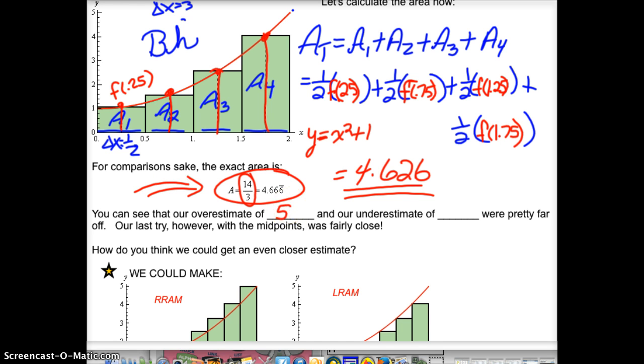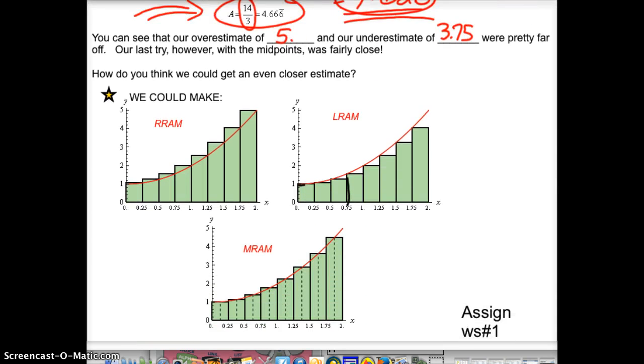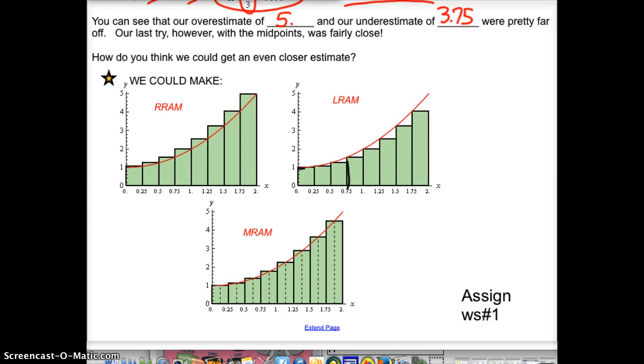We had an overestimate of 5 point something, I don't remember, back on the other page when we did our RRAM. We had an underestimate of 3.75 with our LRAM, but when we did the midpoint one, we were really close. Well, then it becomes the question, could I make it even better? Could I have gotten all of them to be even closer to the actual value? And the answer is yeah, there's a couple ways you could do that.